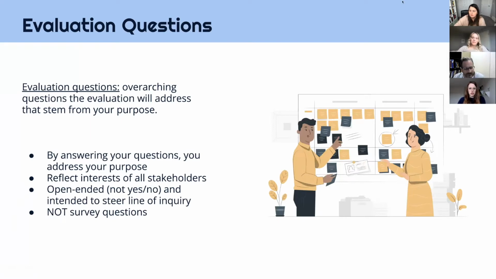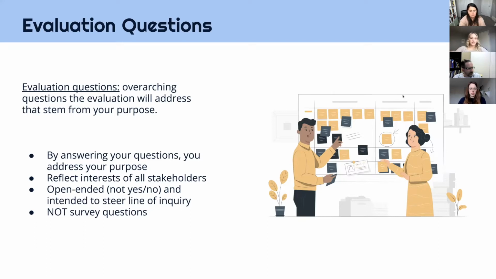So after you've developed your purpose statement, you can then move to determining your evaluation questions. I like to think of your purpose statement almost as if it's your title, and your evaluation questions as your subheadings or the next piece to it. The evaluation questions are the broad overarching questions that the evaluation will address, and they will stem from that purpose statement. Your purpose statement will guide the kinds of evaluation questions you ask, and then by answering those evaluation questions, you automatically address your purpose. So the two are interconnected, and they both feed into each other.